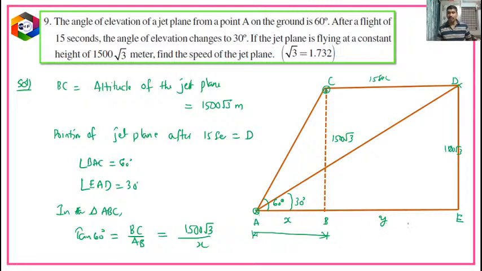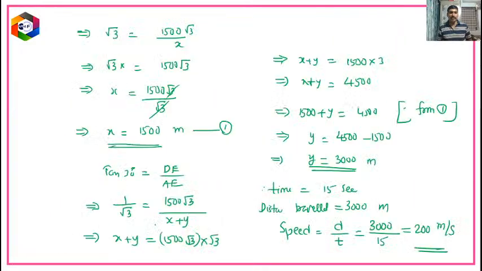That I assumed as y. So first I make use of triangle ABC, and tan 60 I calculated, which is BC by AB, that is 1500 root 3 by x. Now I have simplified this. So root 3 is equal to 1500 root 3 by x, and upon cross multiplication root 3 x is equal to 1500 root 3. I transpose this root 3 to this side. So the value of x is equal to 1500.